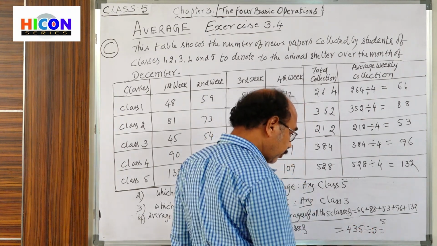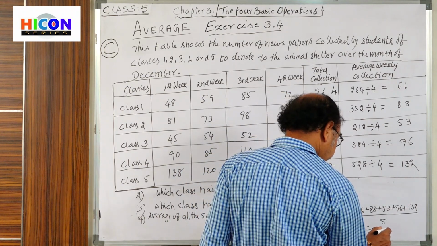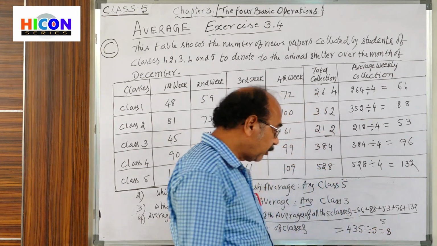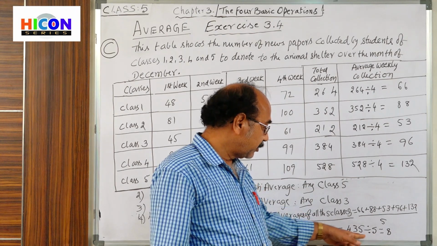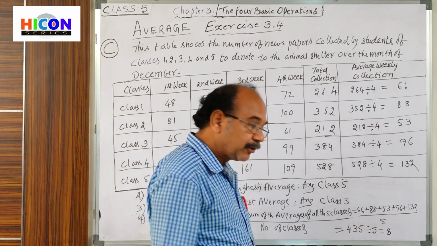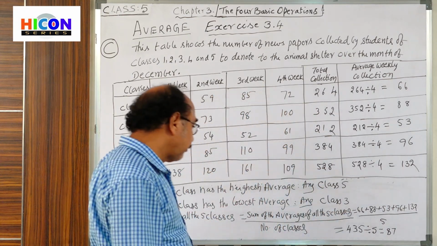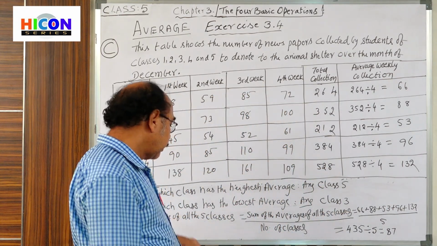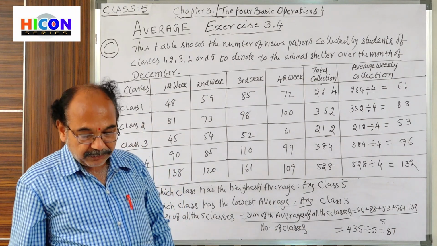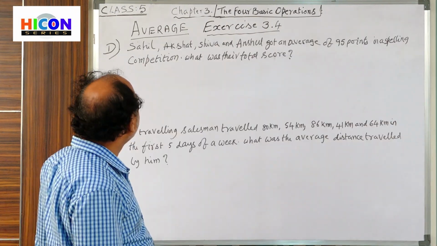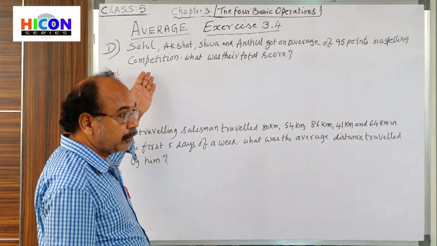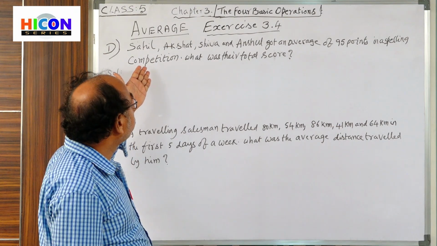Now divide. 5 eights are 40. 5 eights are divided with 5 table. 5 eights are 40. 3 remain 35. 5 sevens are 35. 87. That is the average of all the 5 classes. Children, now here one problem is there.